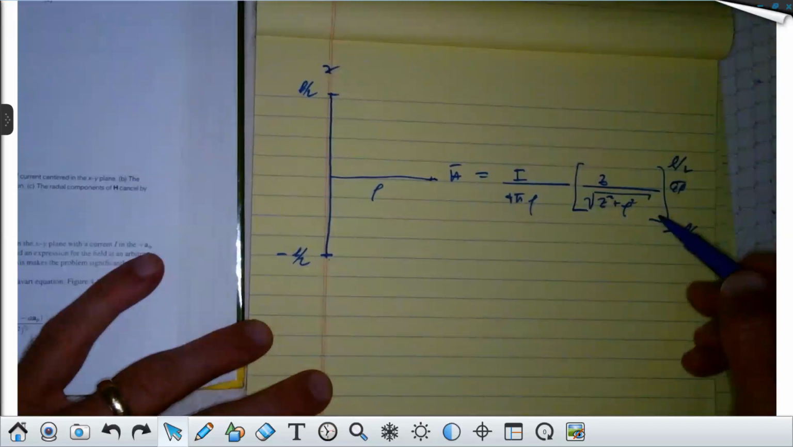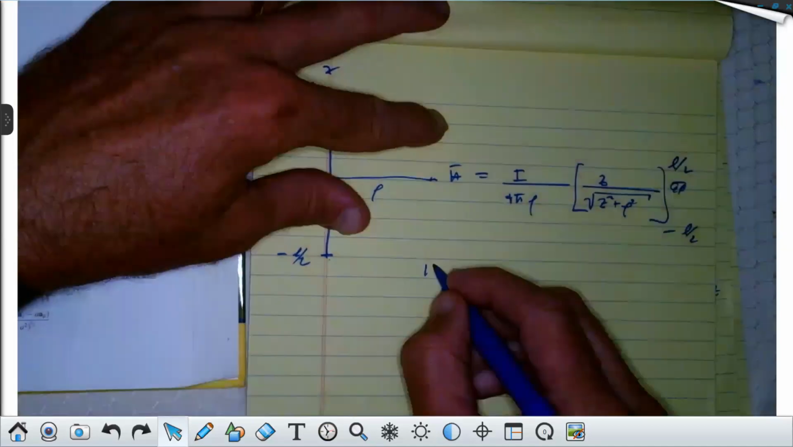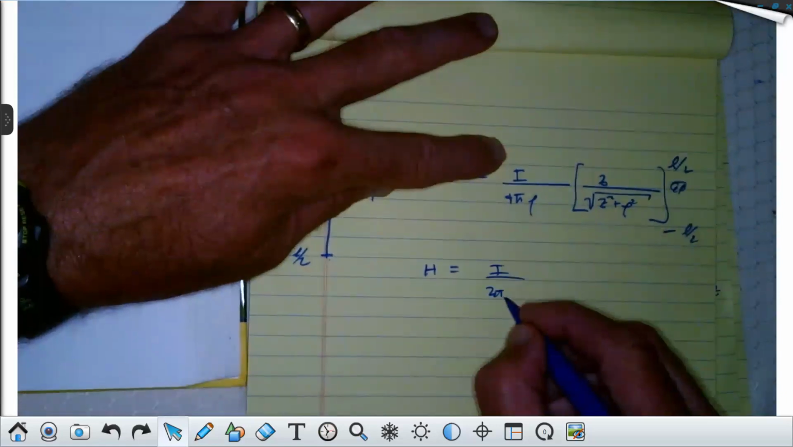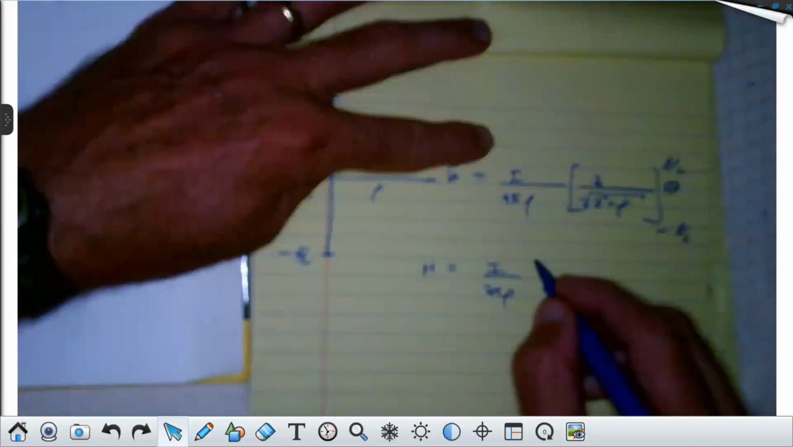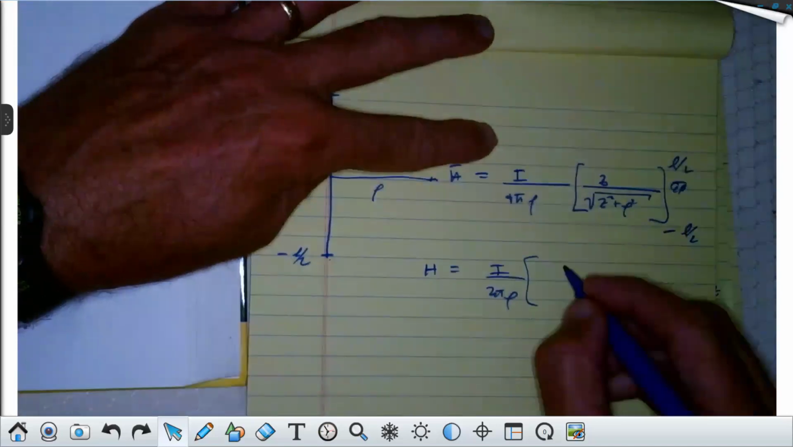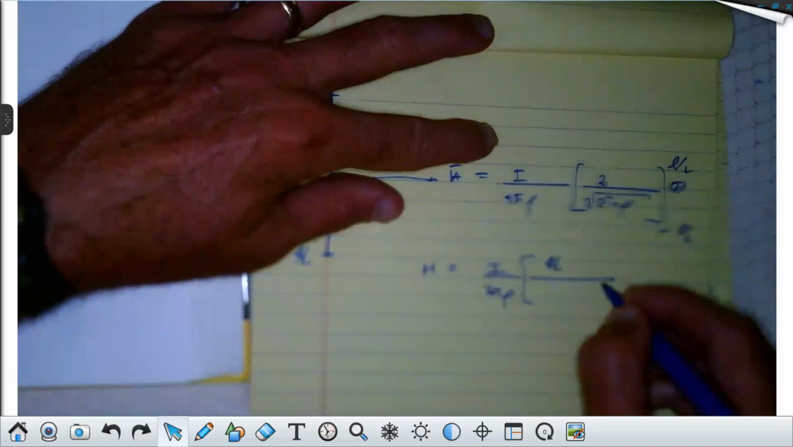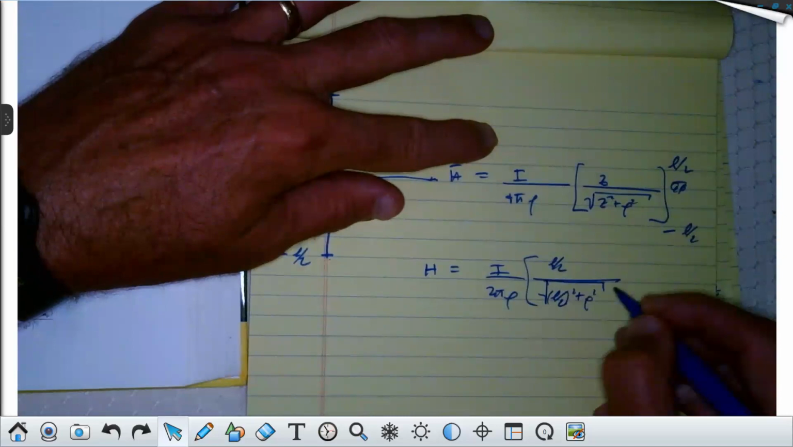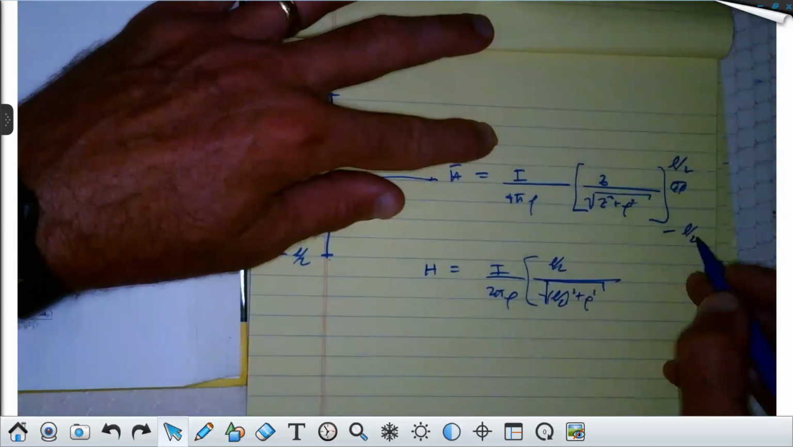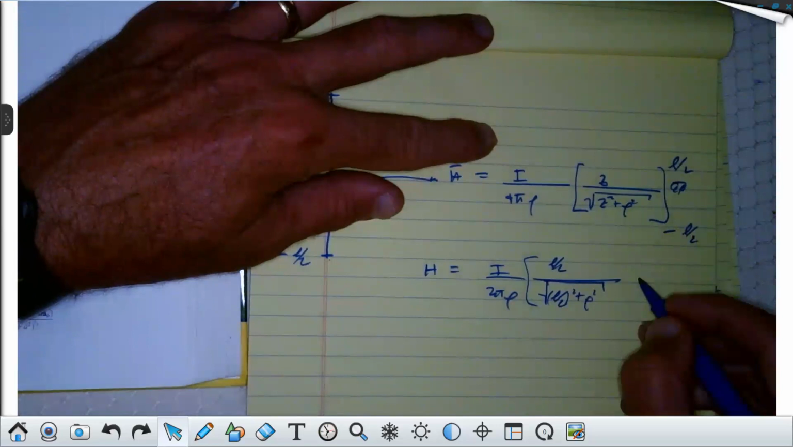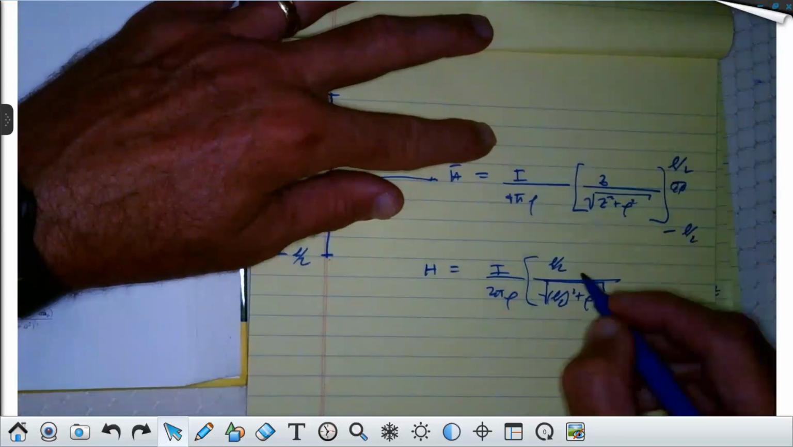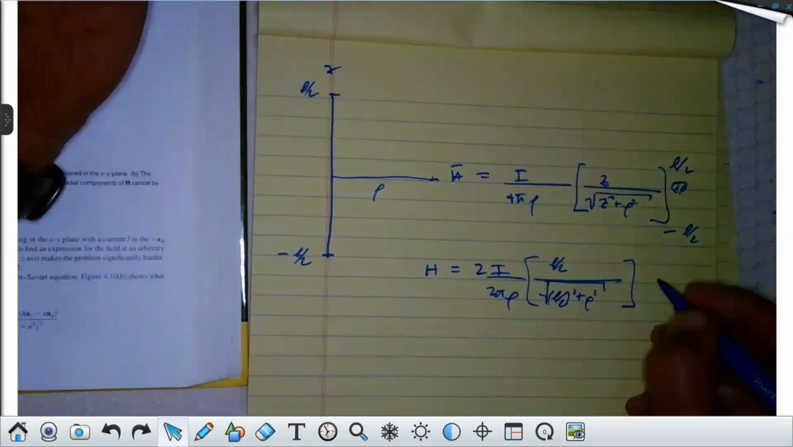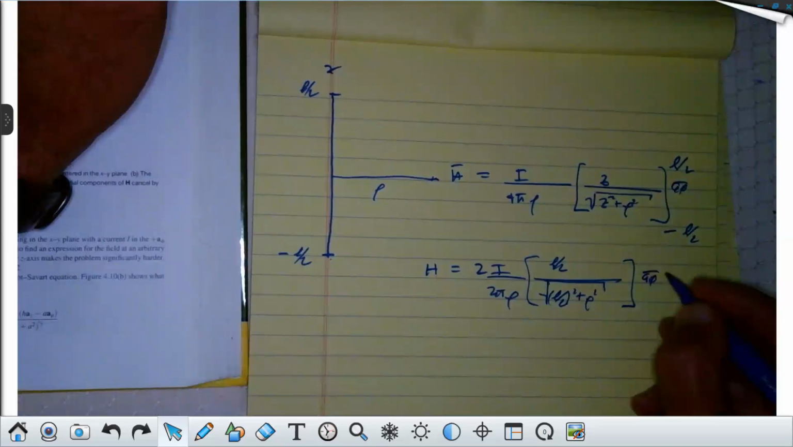All right, now evaluate it. That means H here would be equal to I over 2 pi rho. Rho is held constant. And then the upper limit is L over 2. So you would have L over 2 over the square root of L over 2 squared plus rho squared, right? And then it's going to be minus a minus, or then it would be plus L over 2, same thing. So you just multiply this by 2. And it would be in the A phi direction. Does everybody see that, class?